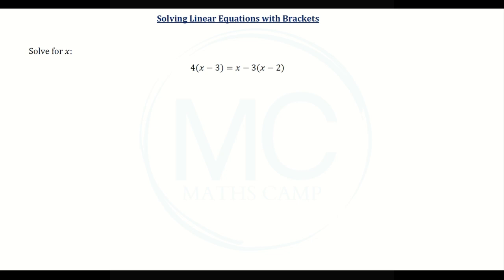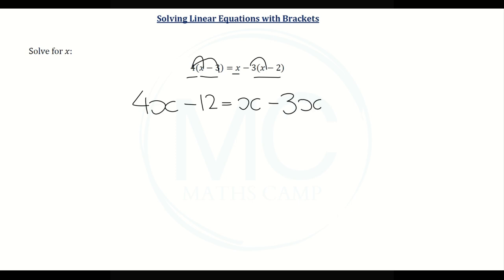4 multiplied by the bracket x minus 3 is equal to x minus 3 multiplied by the bracket x minus 2. Let's start by multiplying 4 by the bracket x minus 3. 4 multiplied by x is 4x. 4 multiplied by negative 3 is negative 12. Then we have an equal sign. We have x, so we can just say x. Now we multiply negative 3 by x, and we get negative 3x. Finally, we can multiply negative 3 by negative 2, and we get positive 6.